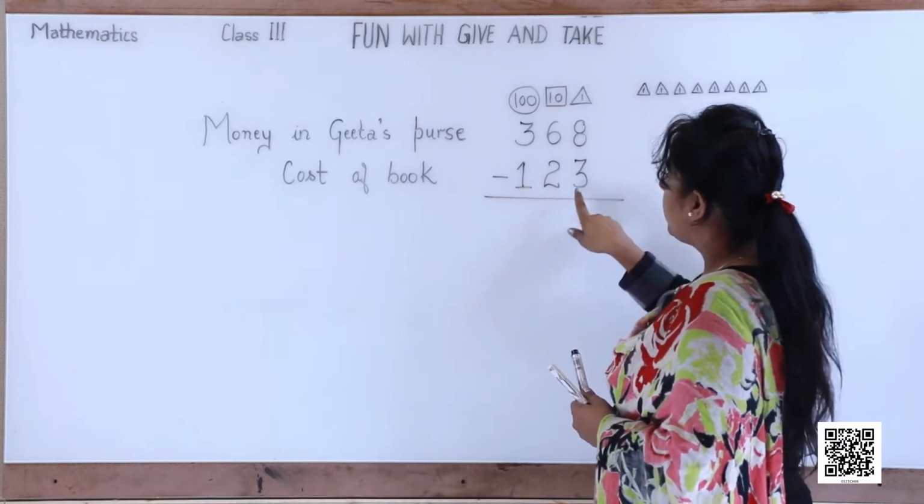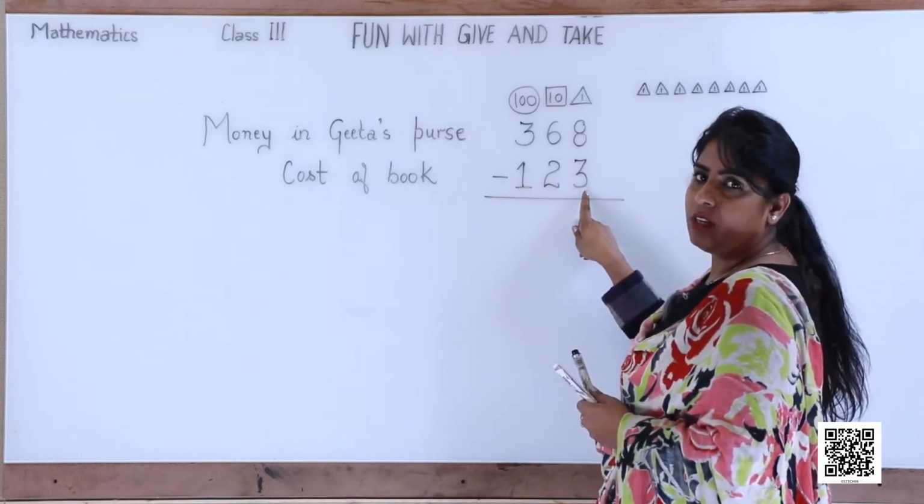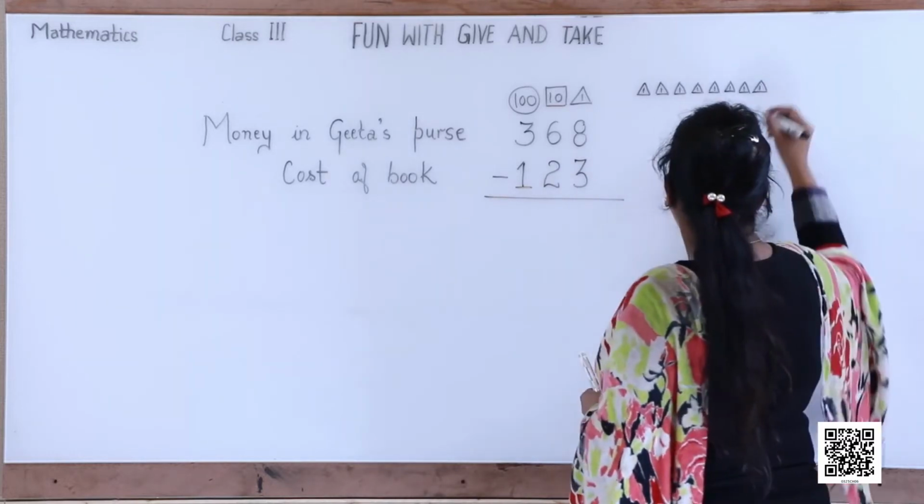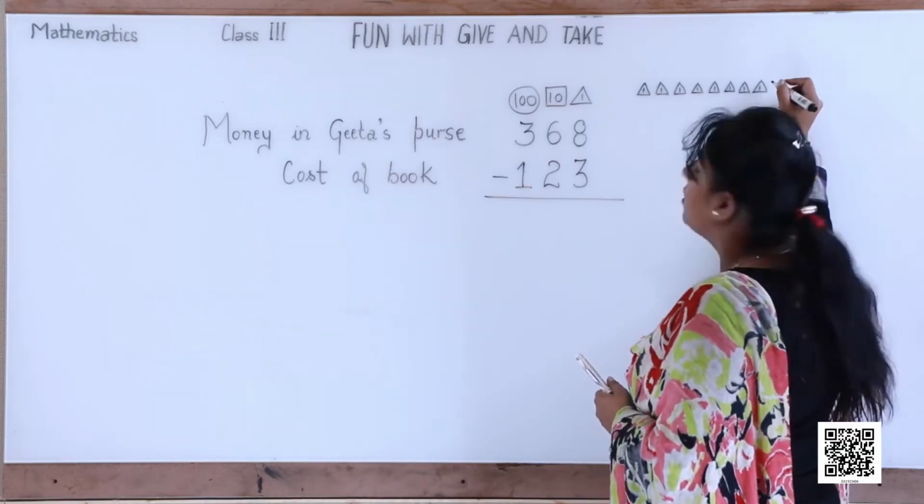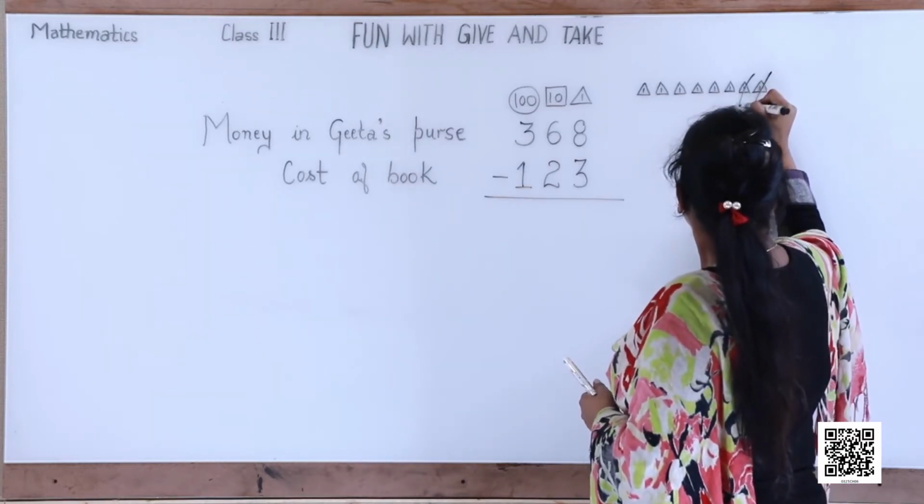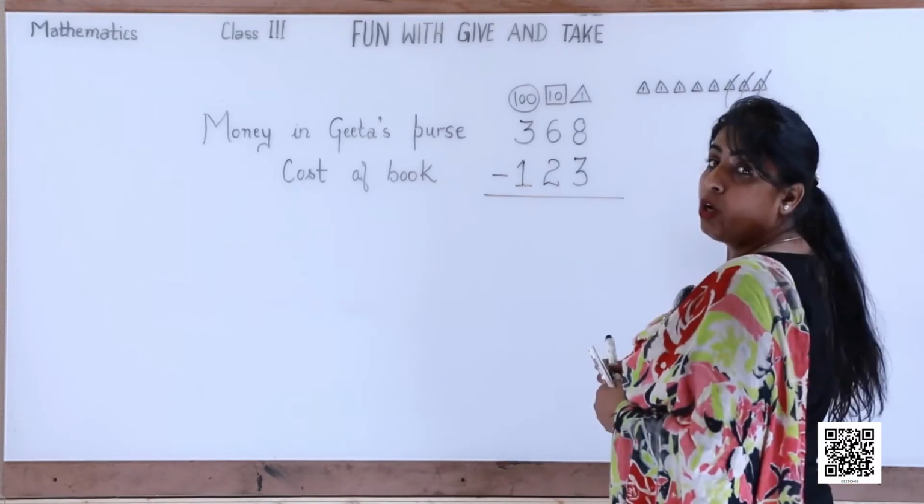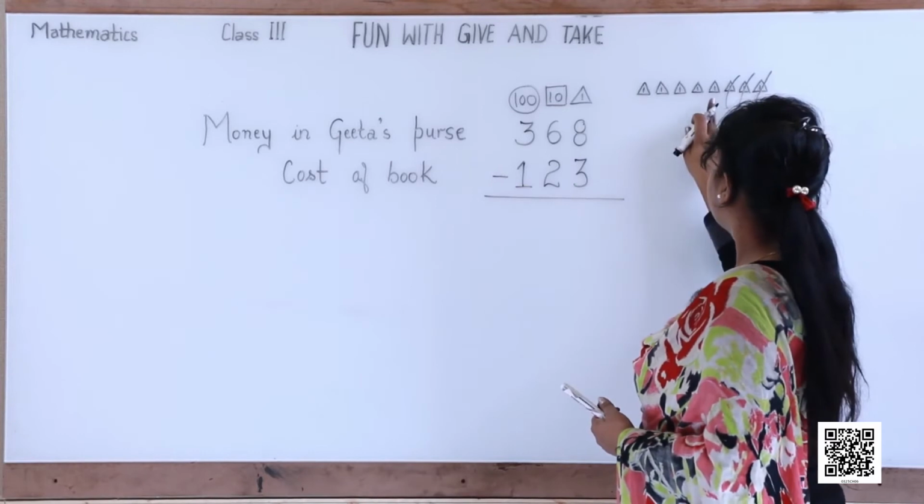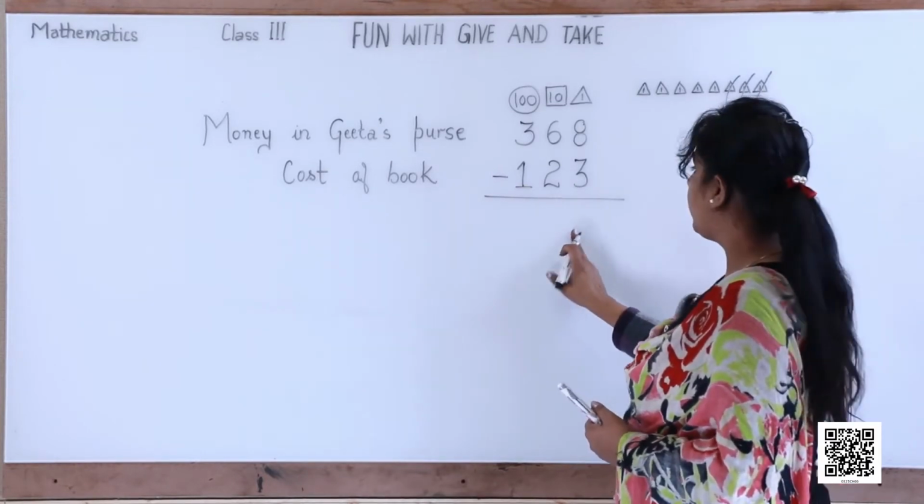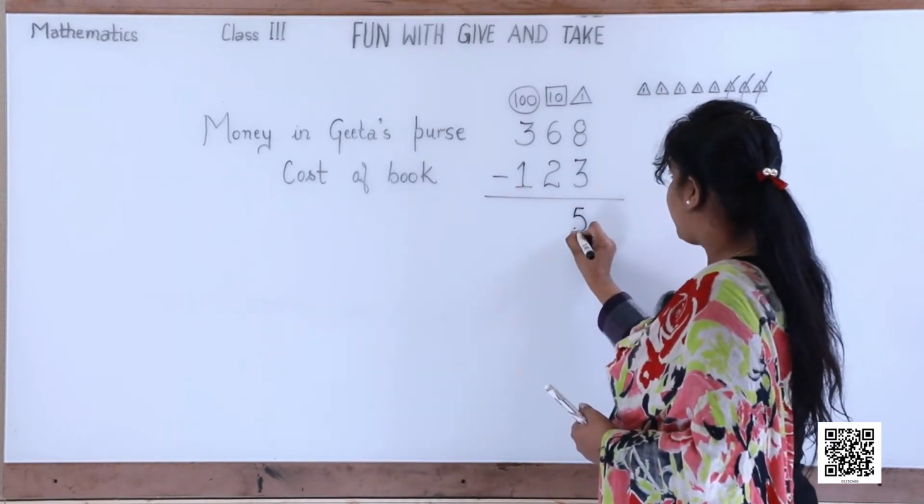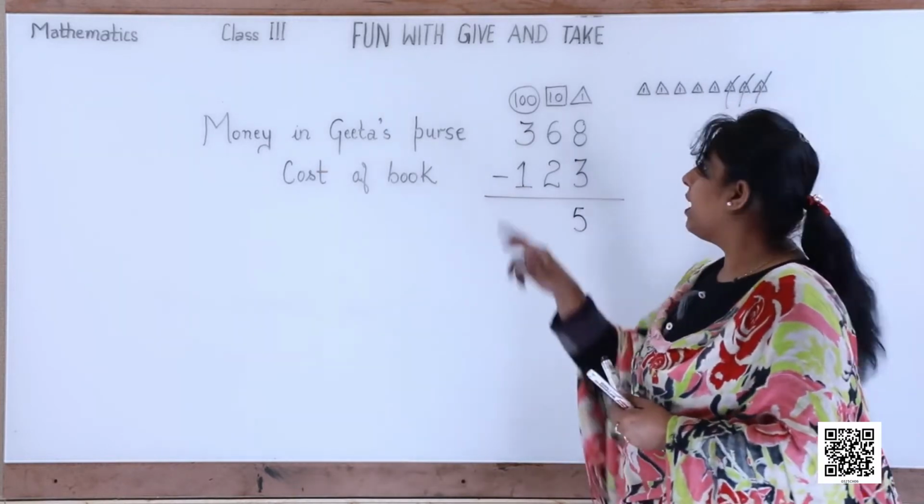Now what are we going to deduct? 3 out of it. So how many triangles will be cancelled? 1, 2 and 3. A total of 3. So how many triangles are left here? Yes, 5. So what are we going to write in ones place? 5. Very right.